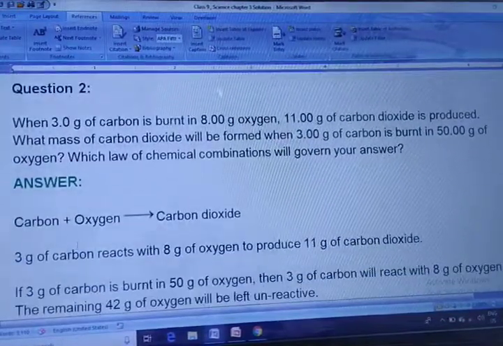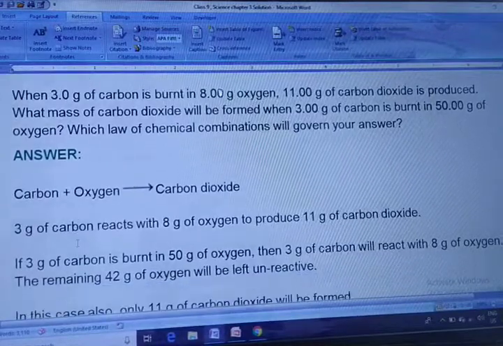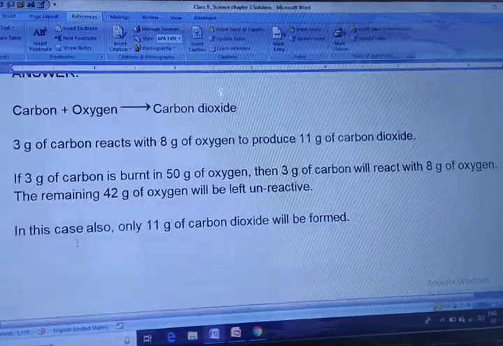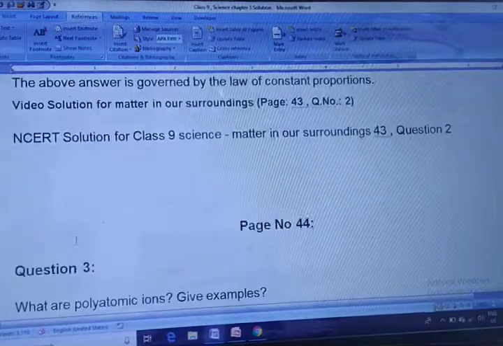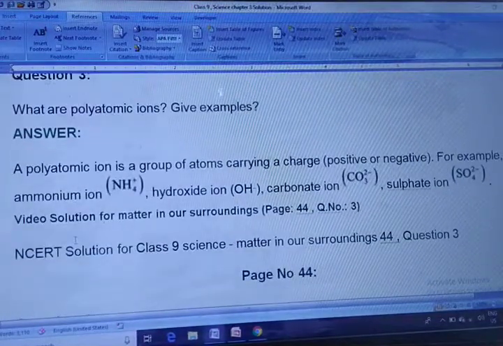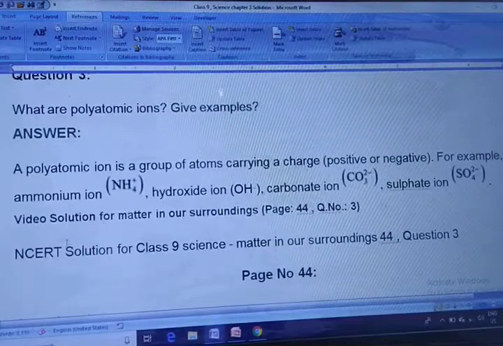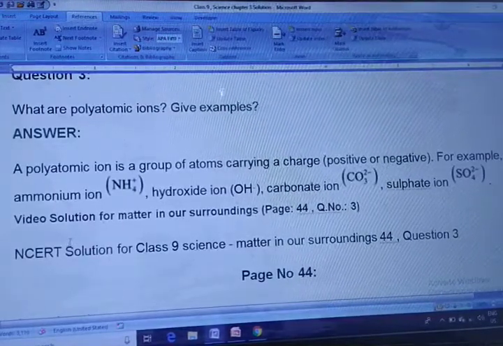Similarly, you can see this third question. You can solve all these questions very nicely. You can take a screenshot. You can write answers also in your notebook. As you have seen, all the answers I have written here. You can slowly go ahead. You can take the screenshot also. You can write all the answers in your notebook.